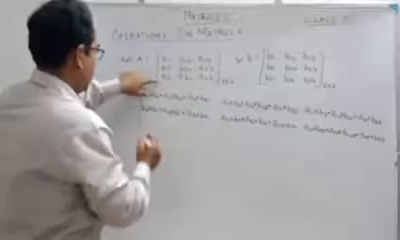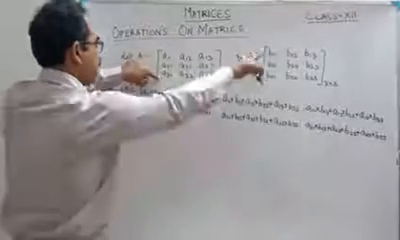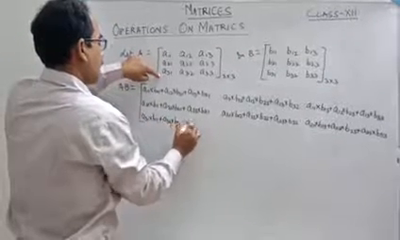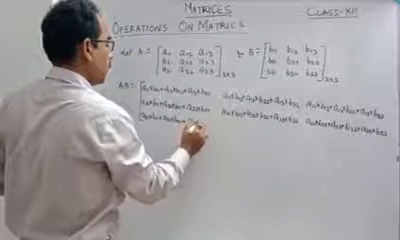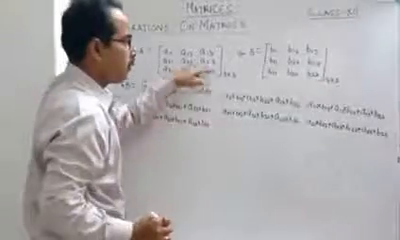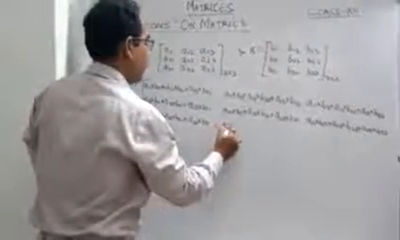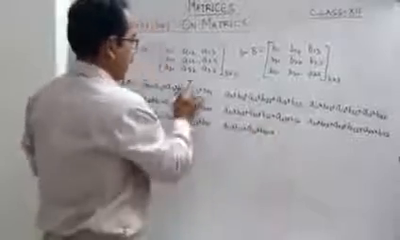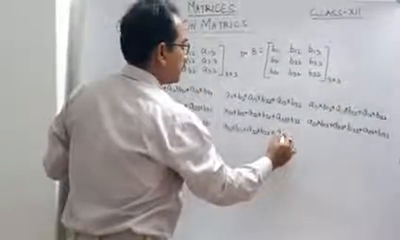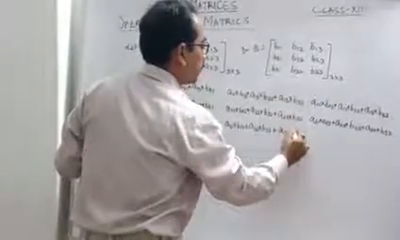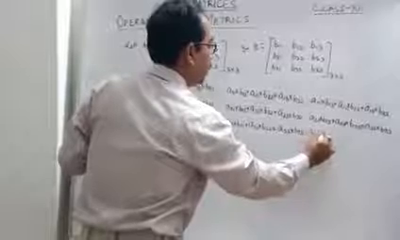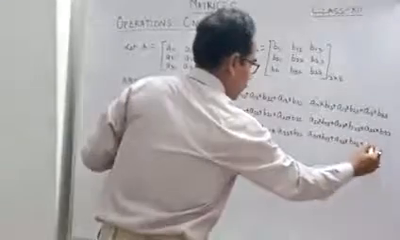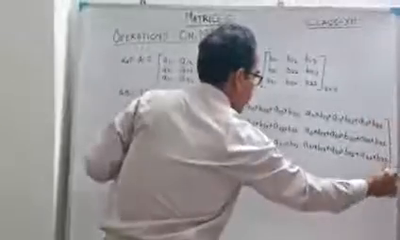Now the third row, this one you have to take, that is A31 multiplied by the first column, that is B11, plus A32 multiplied by B21 plus A33 multiplied by B31. Again the third row and second column, that is A31 multiplied by B12 plus A32 multiplied by B22 plus A33 multiplied by B32. Again A31 multiplied by B13 plus A32 multiplied by B23 plus A33 multiplied by B33. I hope it is clear.